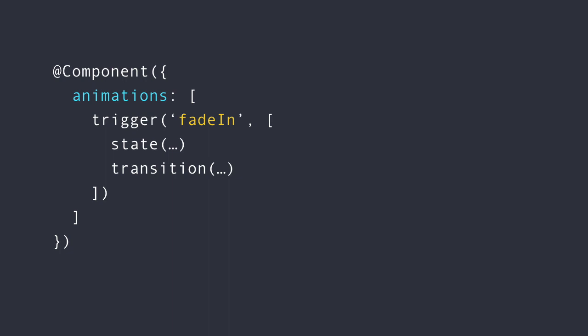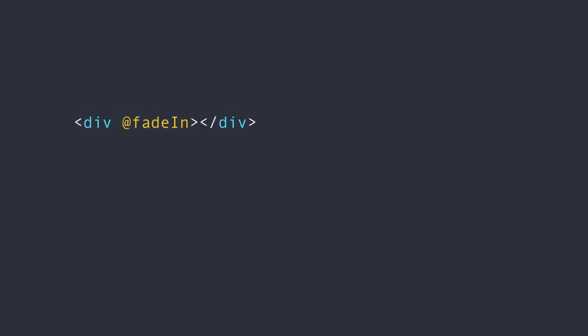So here we have a trigger called fade in. Now we can apply this trigger on any DOM element using this notation. So we use an @ followed by the trigger name. So this is the big picture. Next, we'll create our first animation.